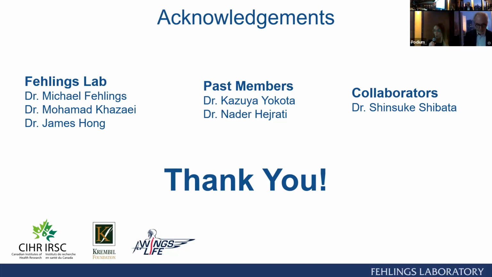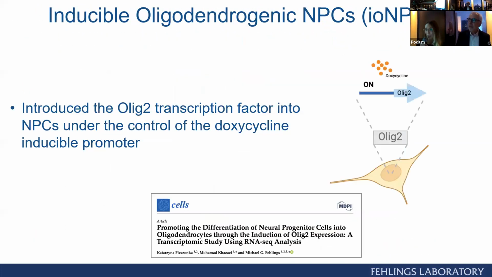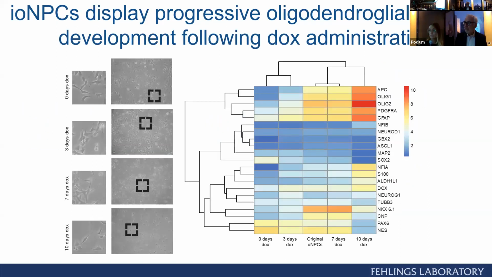That's a great question. So here we use the OLIG2 transcription factor. And the idea here is that different timelines of doxycycline. So here I showed following the cells after 0 days, 3 days, 7 days, and 10 days of doxycycline treatment. So the next steps are to basically identify what the optimal dosage of doxycycline is and to move forward from there.